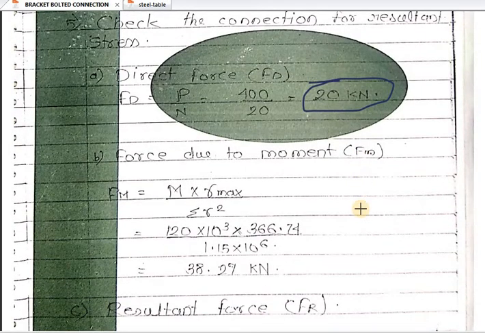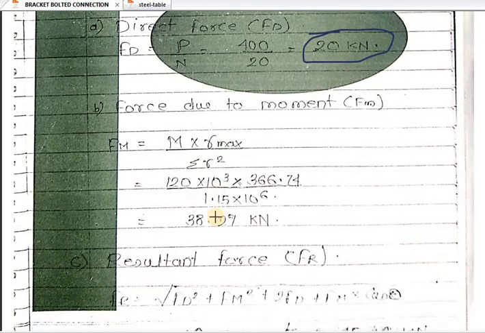Again, force due to moment on each bolt: M R max divided by summation of R square. This we have already taken in the previous lecture also. This formula we have directly taken, M R max upon summation of R square. So 120 we have taken as the moment, multiplied by 10 to the power 3. Why? Because it is Newton per mm square.